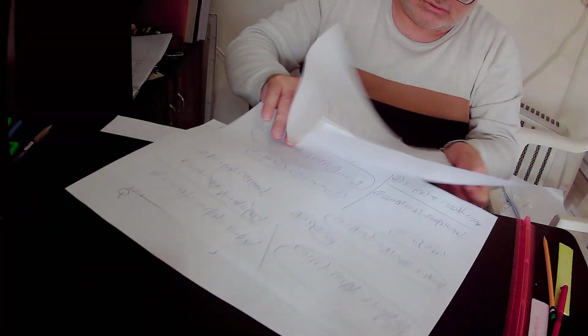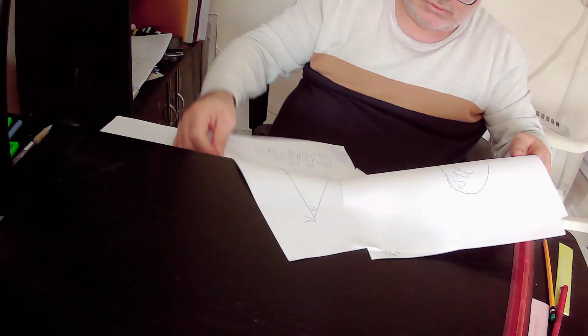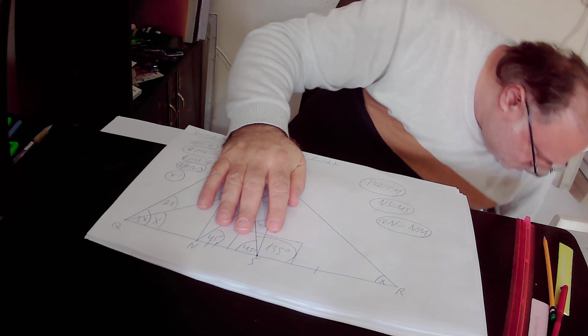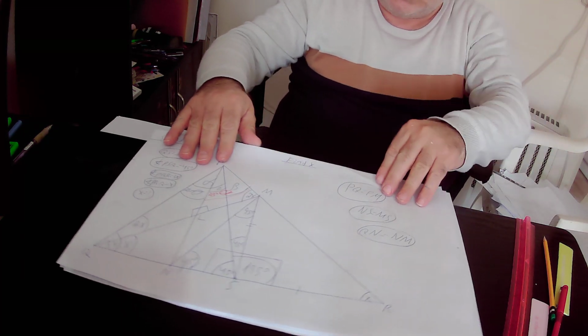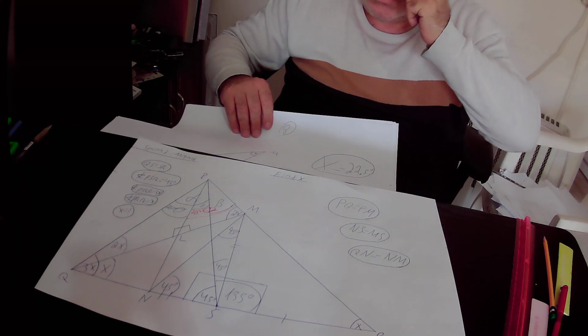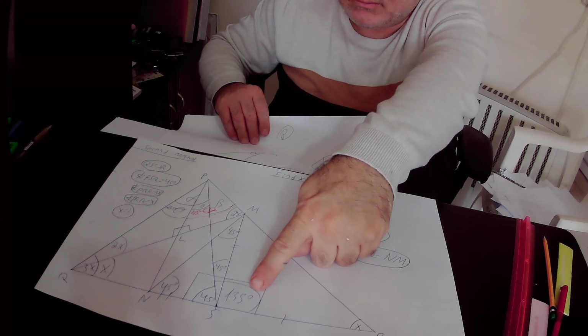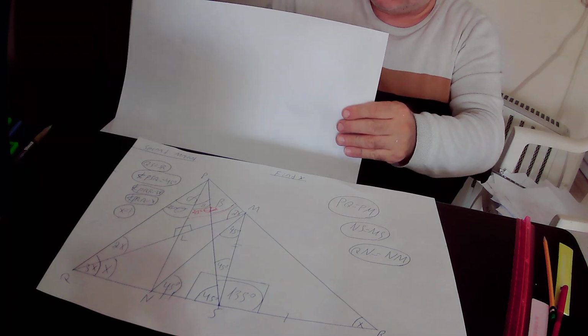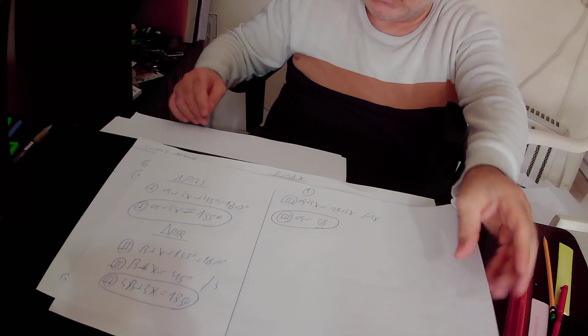We finished with the first method, then I presented to you how to find the value of angle x according to the second method. In the second method, we defined this angle as alpha, this angle as beta, as we did in the first method, and we have already found that this angle equals 135 degrees. And we also know that the sum of the angles in any triangle is equal to 180 degrees.